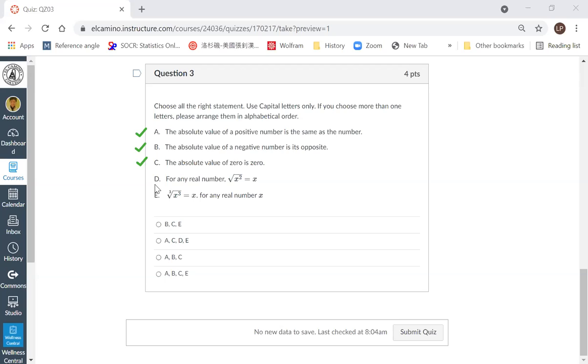Everybody agrees with that. D, we understand that's a mistake, right? And we also know what's the right answer. It's a missing absolute value, right? Missing absolute value. E, as it is now, it is correct.